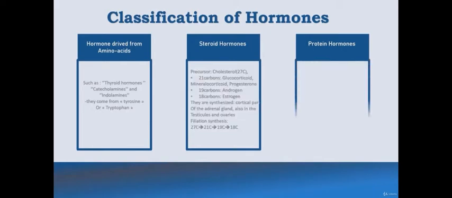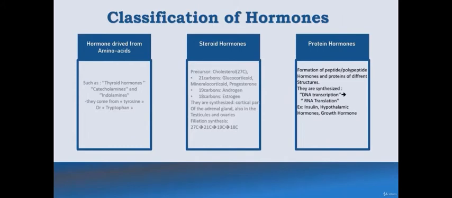When it comes to protein hormones, we find in this group peptide and polypeptide hormones, and proteins of different structures. They are synthesized by the process that we all studied in high school: DNA transcription, translation of RNA in the cytoplasm. Then they will undergo a maturation. We find in this group insulin, growth hormone, and generally hypothalamic hormones.